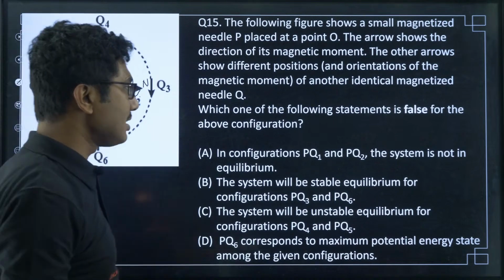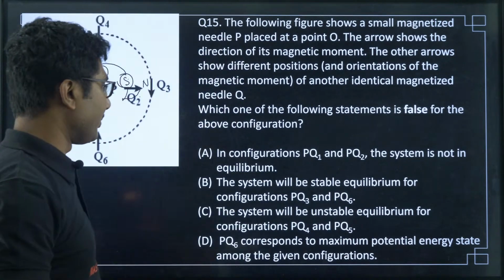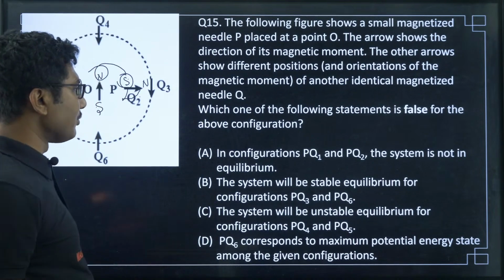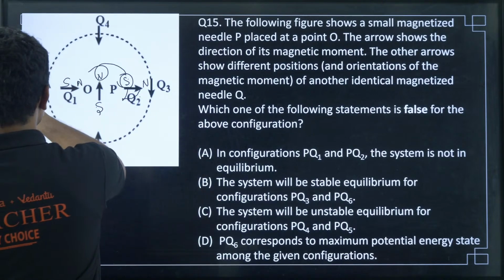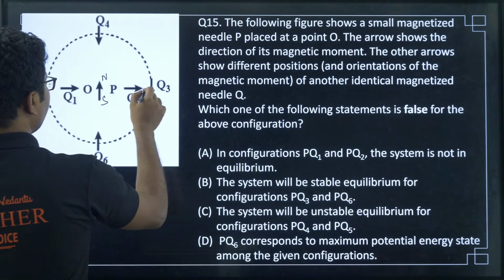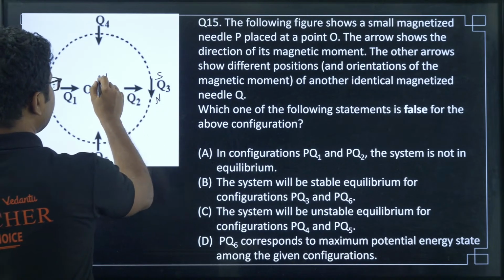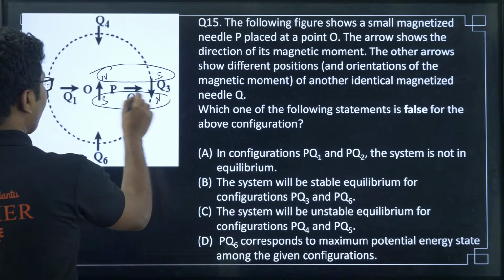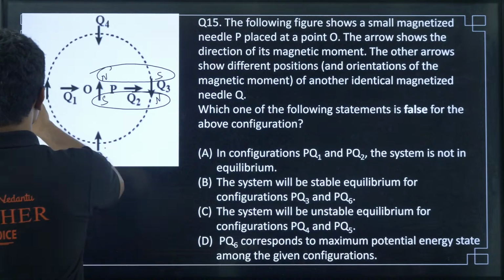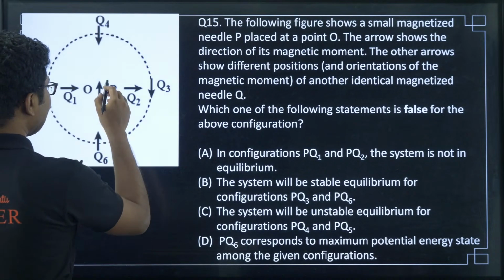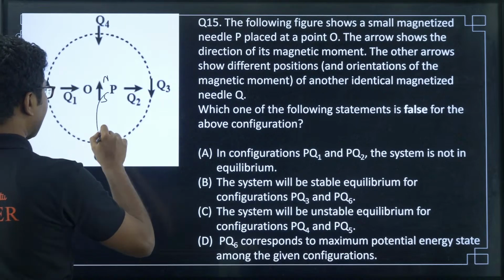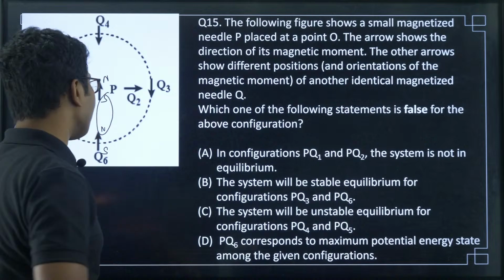So obviously the system is not in the equilibrium case. The system will be stable equilibrium for PQ3 and PQ6. So PQ3, as you can see, this is north south, this is north south. They are forming a pair. Forming a pair means this is the stable equilibrium. And for PQ6, what is the case? Again north south, north south. So they are again forming the pair. So this is also a stable equilibrium.